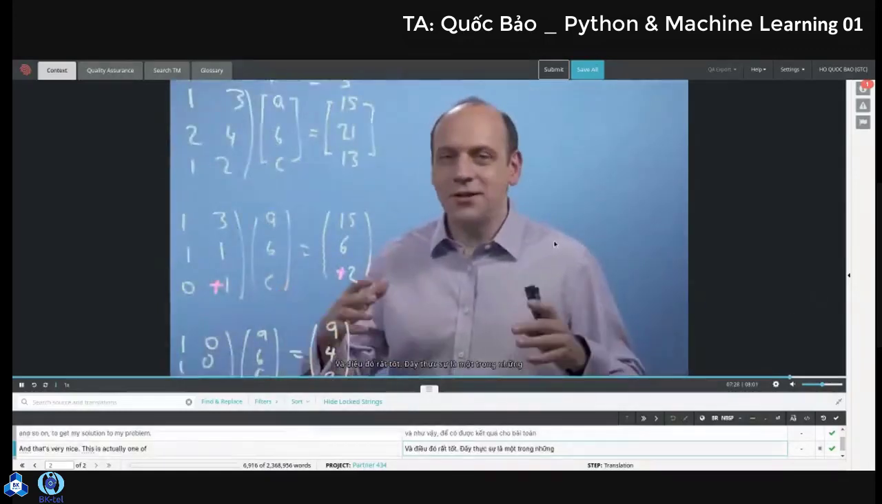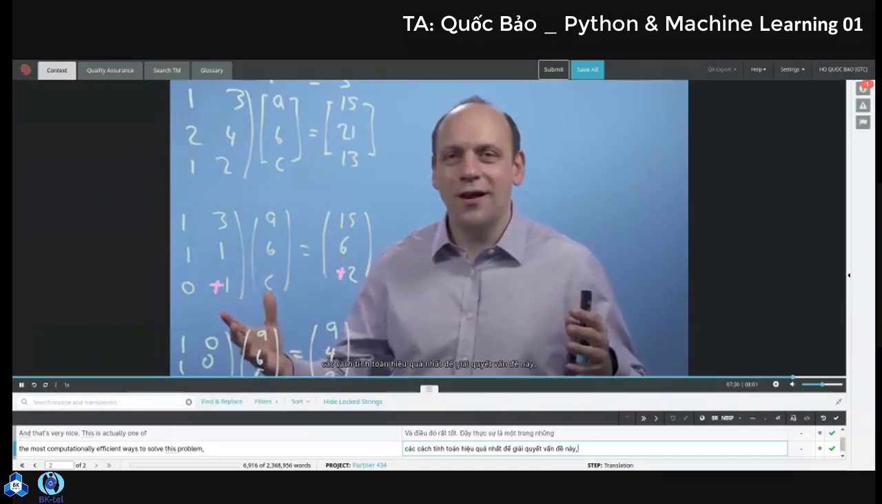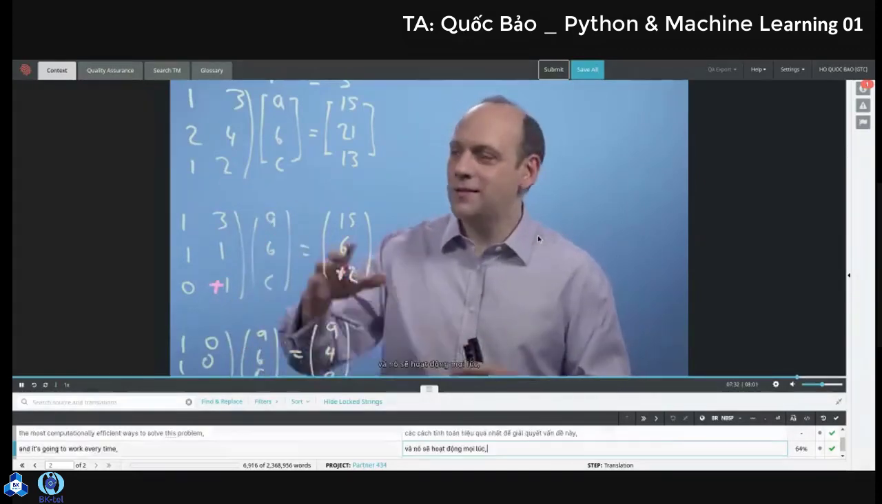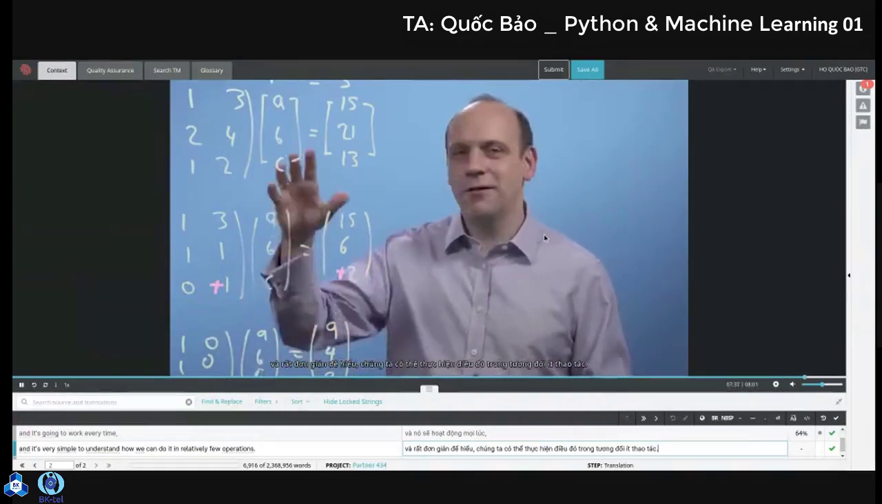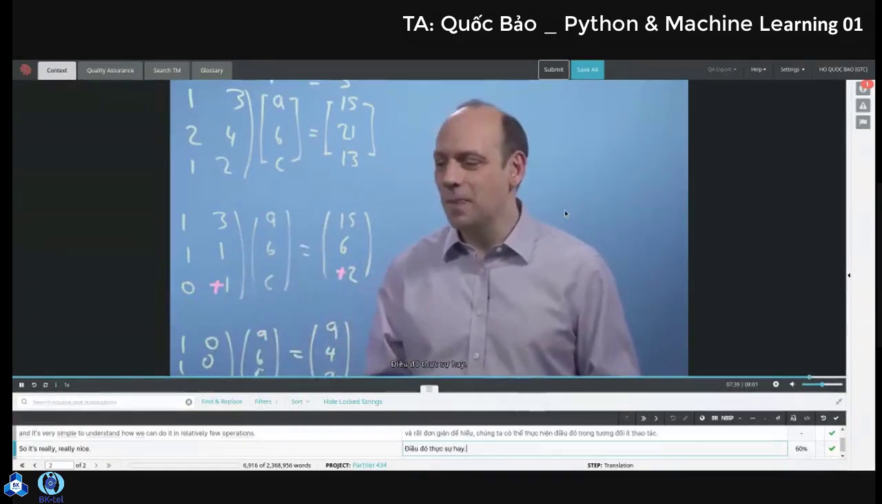And that's very nice. This is actually one of the most computationally efficient ways to solve this problem. And it's going to work every time, and it's very simple to understand. We can do it in relatively few operations, so it's really, really nice.